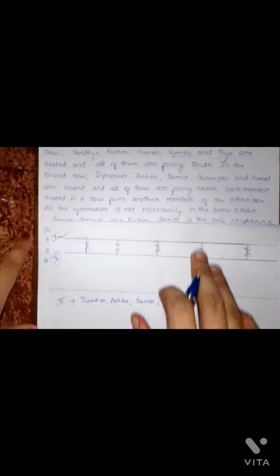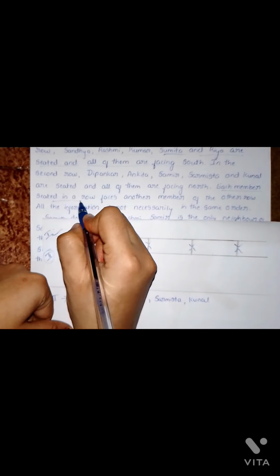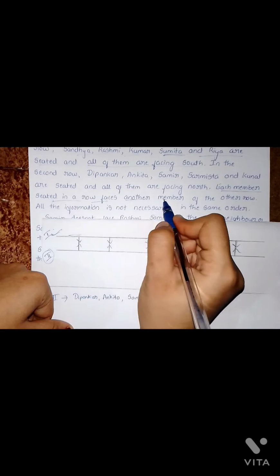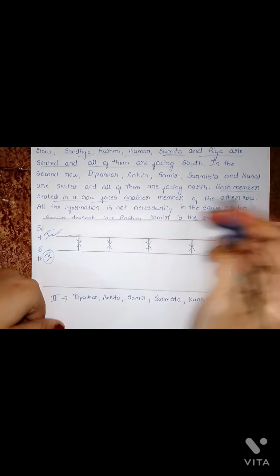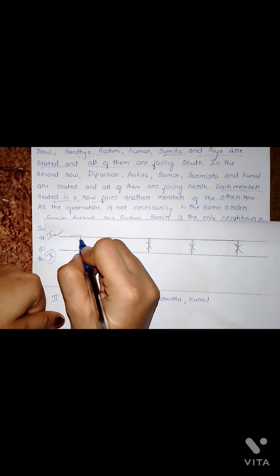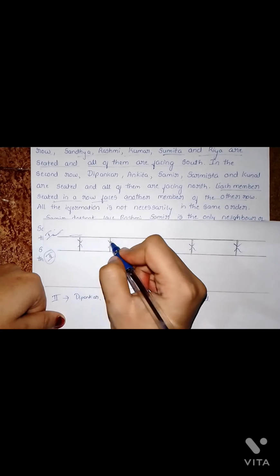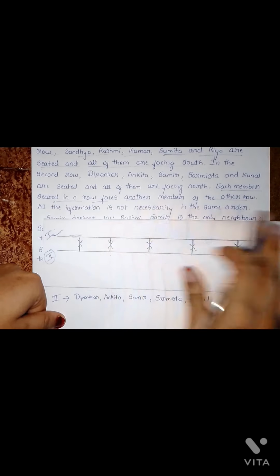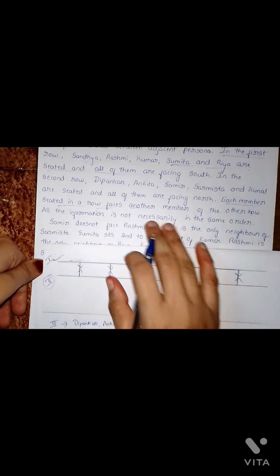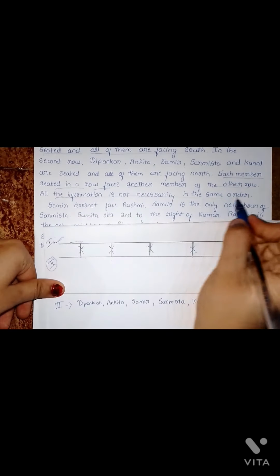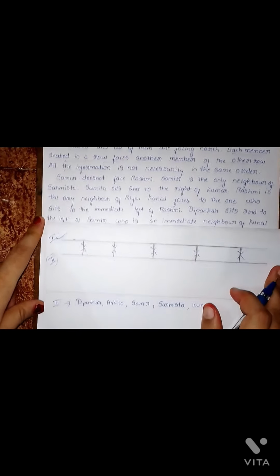Next one: each member seated in a row faces another member of the other row. That means this person is facing this person, this person is facing this person, like this. The meaning is this. All the information is not necessarily in the same order.